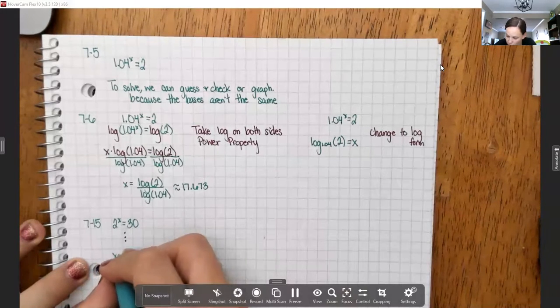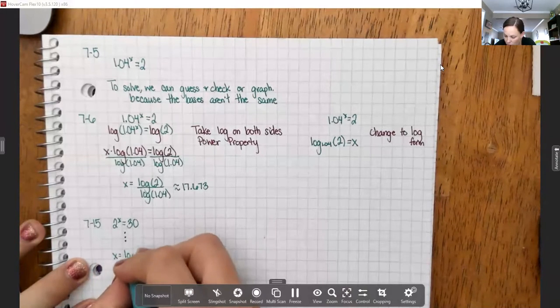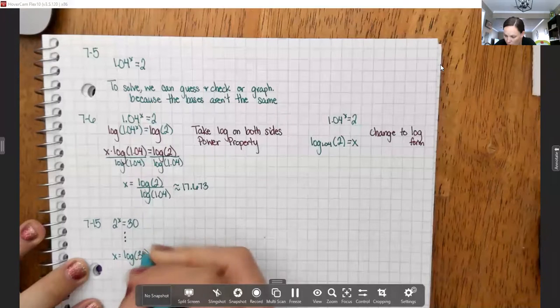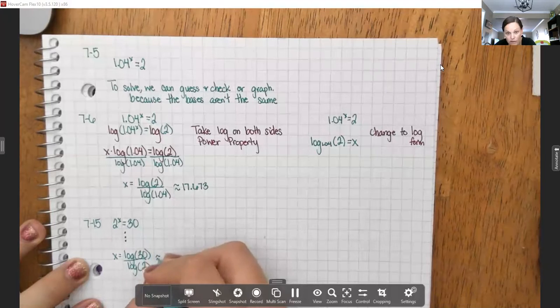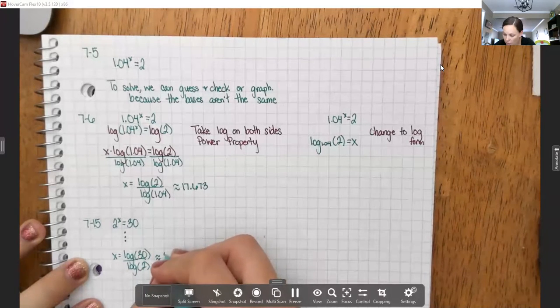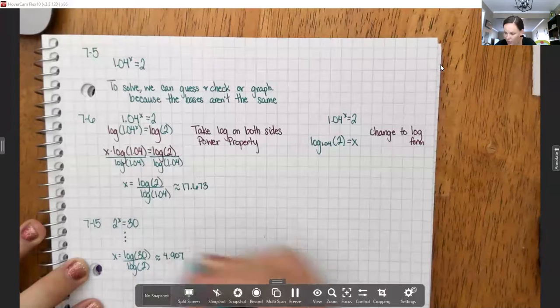So you should end up with x equals log of 30 divided by log of 2, which is approximately 4.907.